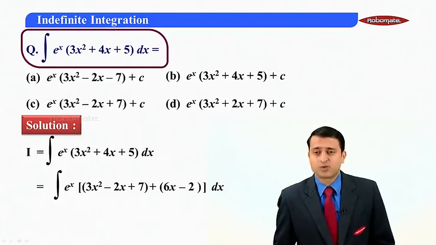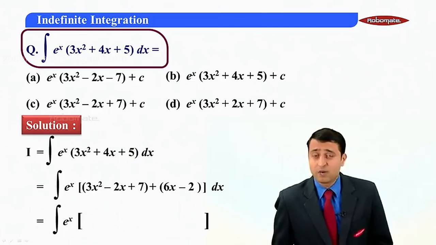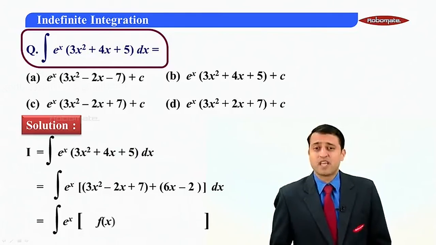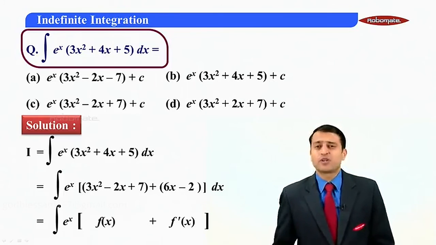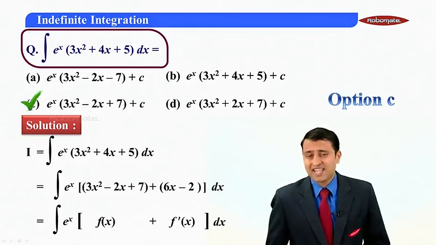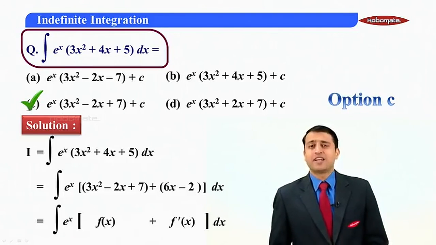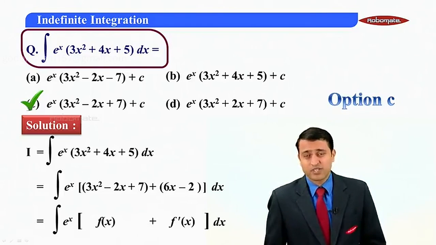Now if you see, my dear students, the integral is of the form e raised to x into brackets f of x plus f dash of x, and that is going to give me option C as the correct answer. And that's how we approach this particular question.